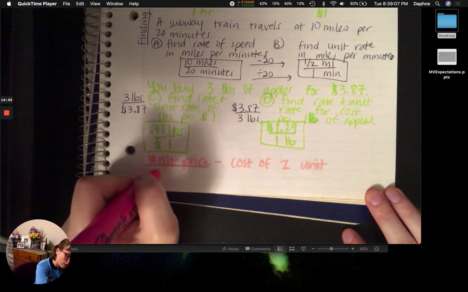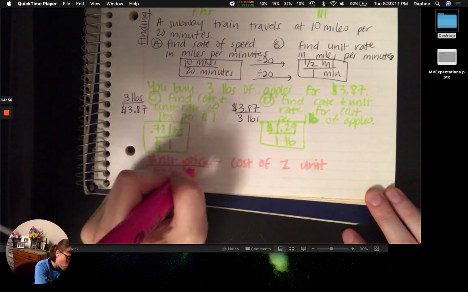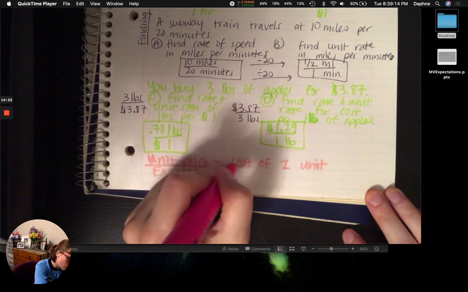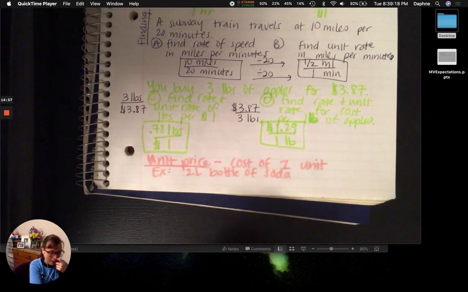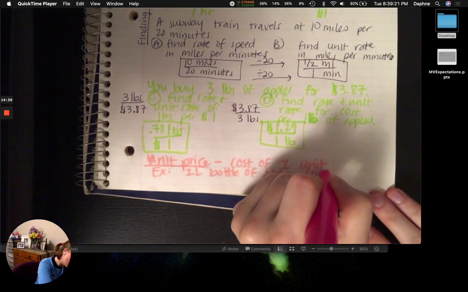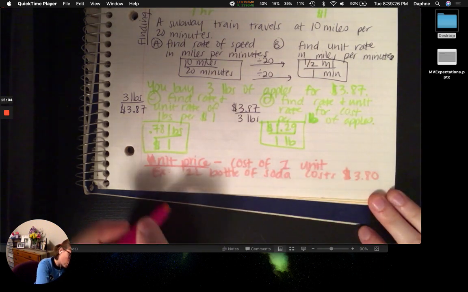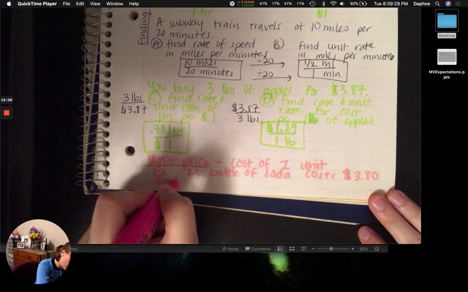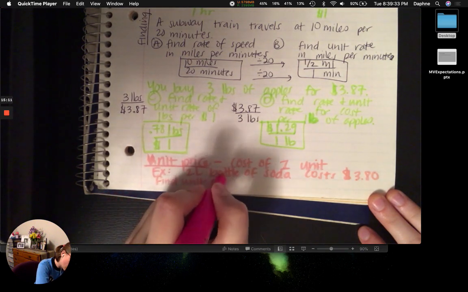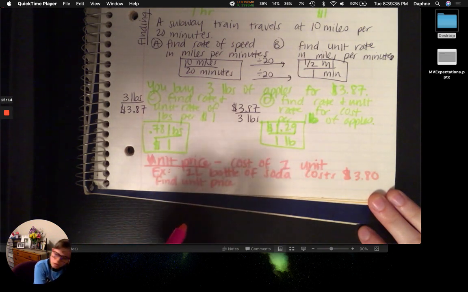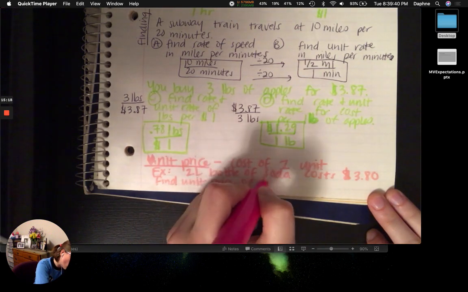And our example is that we are buying a 2-liter bottle of soda for a party, and it costs us $3.80. So I want to find the unit price. Oh, maybe that's what it was. I don't know. Anyway, of 1 liter.